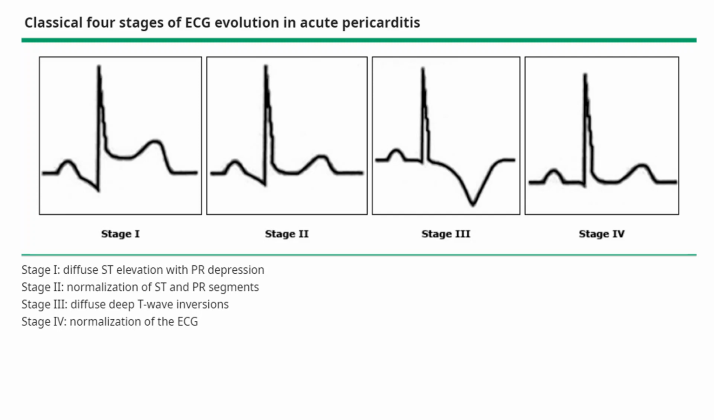So in stage 1, I told you, diffuse ST elevation and there is PR depression. You can see here diffuse ST elevation and this PR depression. What else? I have already told you that you will get a concave upward ST segment elevation. In stage 2, normalization of the ST segment and PR segment. Stage 3, T inversion. Stage 4, coming to the baseline.